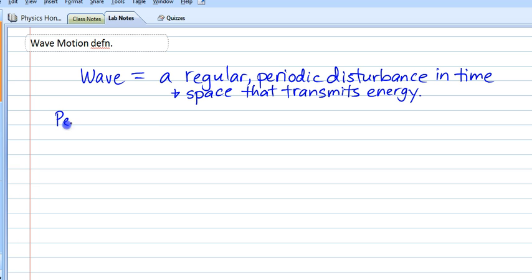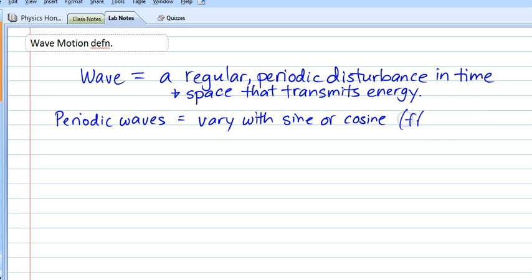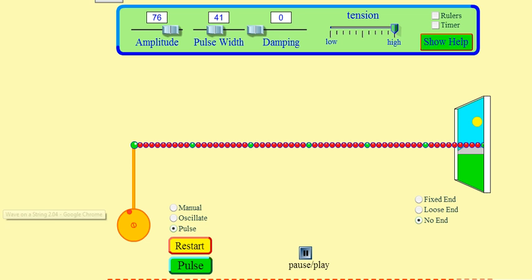So most periodic waves are going to vary with a sine or cosine. And you might have heard of that in geometry or in trig or whatever math you're taking. And one way to think about this is that these are functions of time and space. And if that seems kind of weird, well, let me show you a quick applet. So this is a wave on a string.